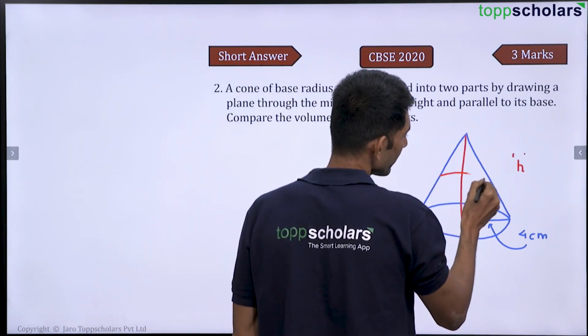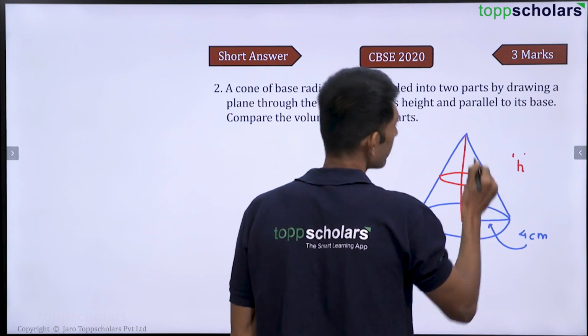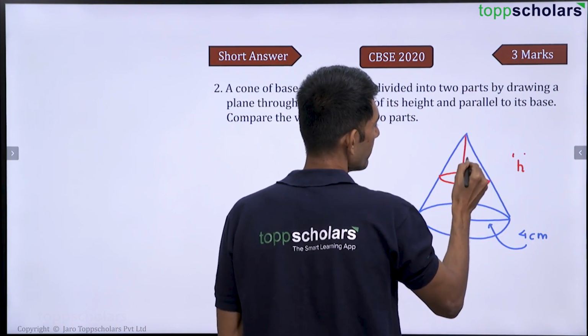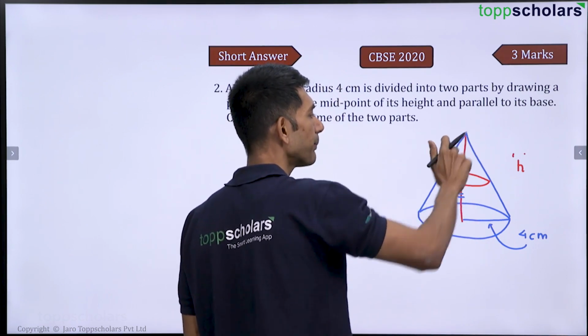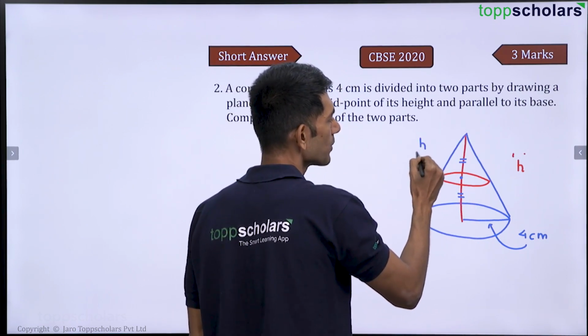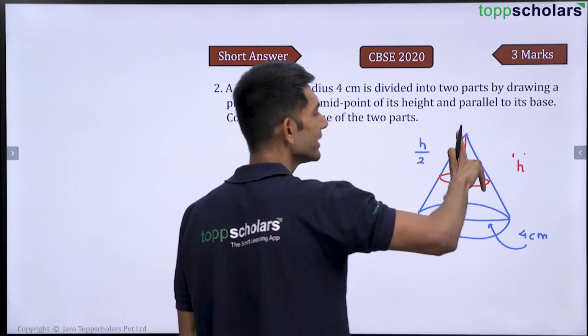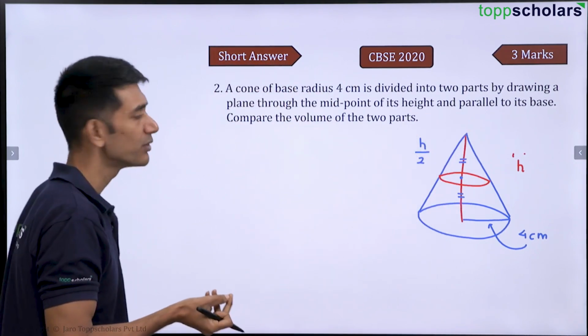So can I say it is going to be something like this, such that this point over here is the midpoint, that is, these two are equal. So the height is divided by 2. So basically the upper part is h by 2, correct? This part is h by 2. The entire height is h. I hope this is clear.